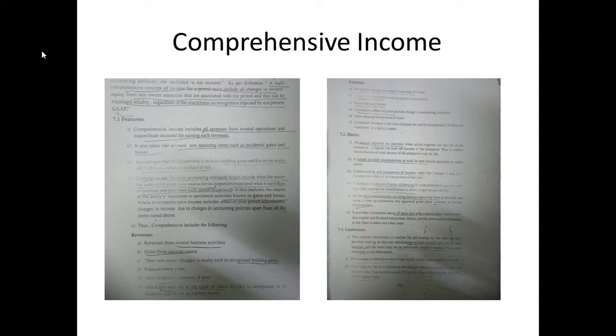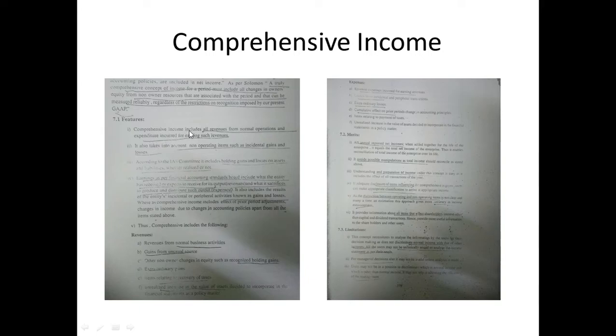Let us go to the last income, that is the comprehensive income. What exactly is comprehensive income? A truly comprehensive concept of income for a period must include all the changes in owner's equity from non-owner resources that are associated with the period, and that can be measured reliably regardless of the restriction or recognition imposed by our present GAAP. So what does it say? Every revenue which is being earned is supposed to be taken into account.